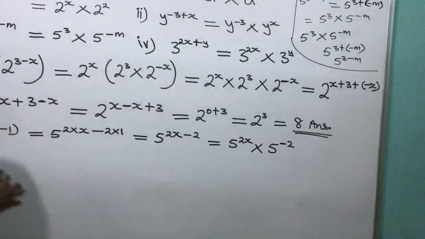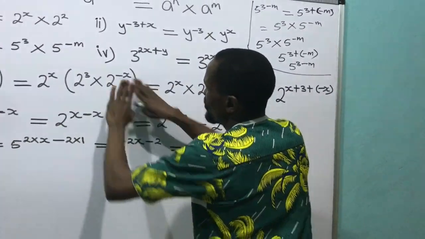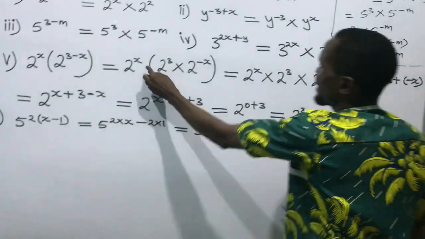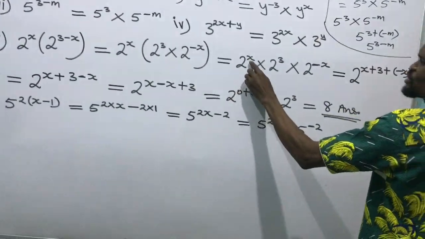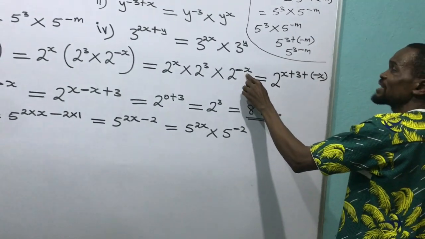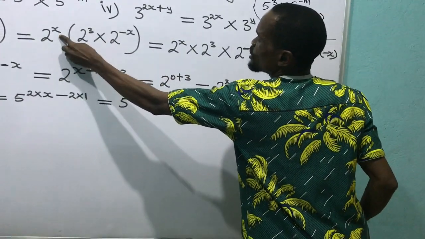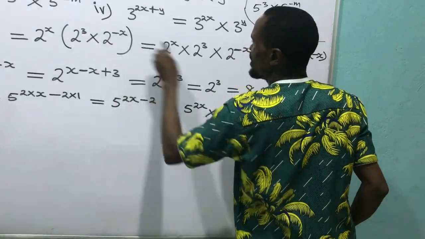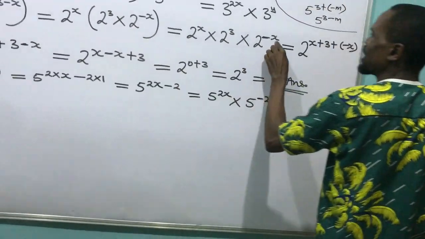This one is still outside and we open the bracket now. This one is still outside. I open the bracket and this will give 2 raised to the power x times 2 raised to the power 3 times 2 raised to the power minus x. Look at it: 2 raised to the power x times 2 raised to the power 3 times 2 raised to the power minus x.